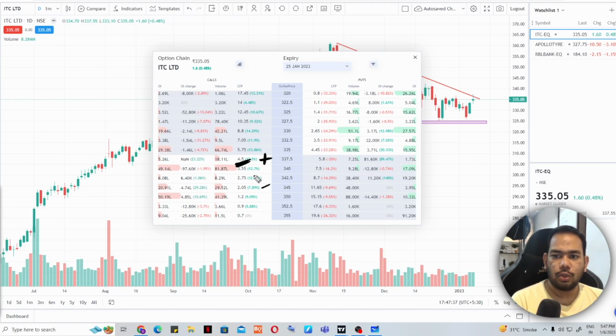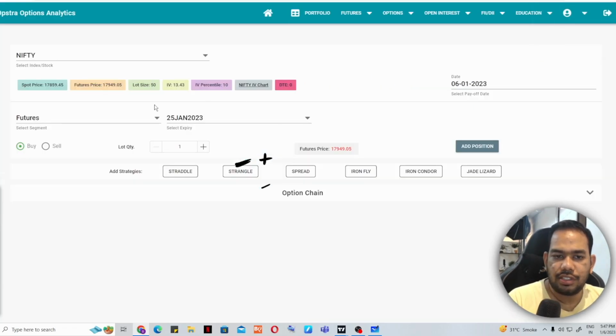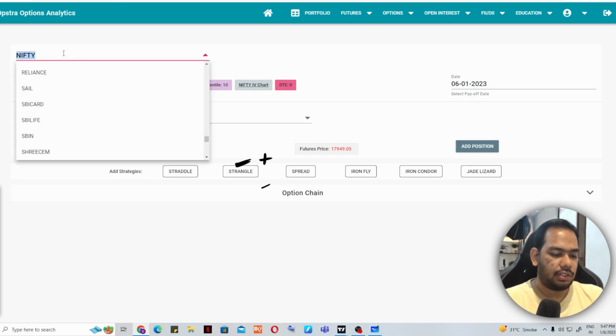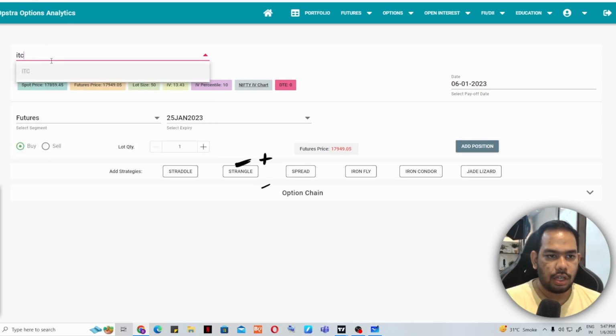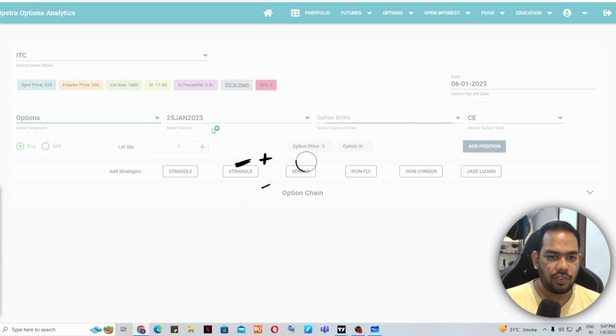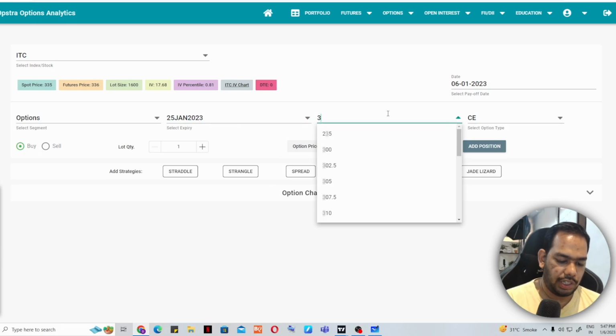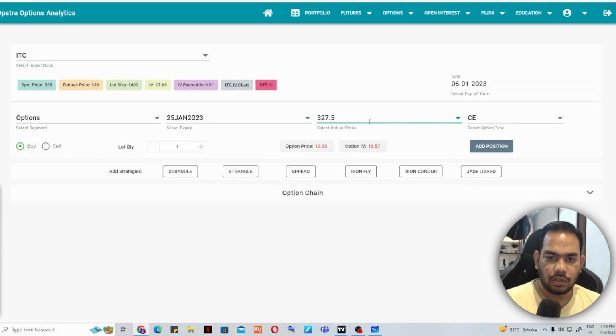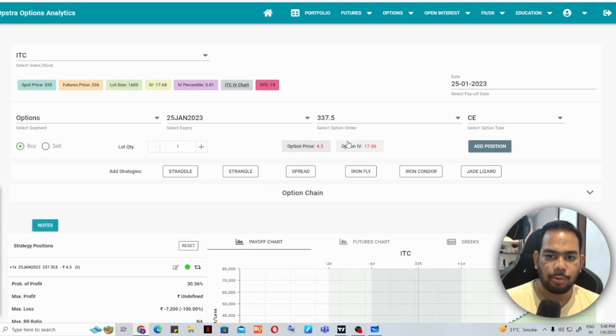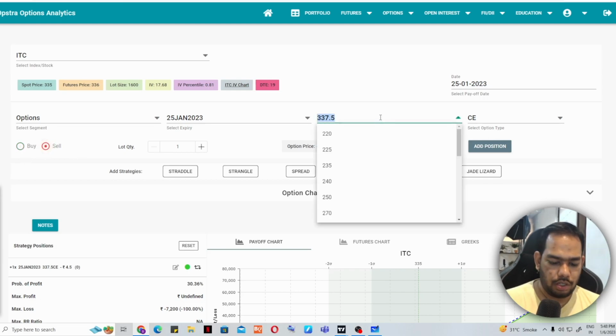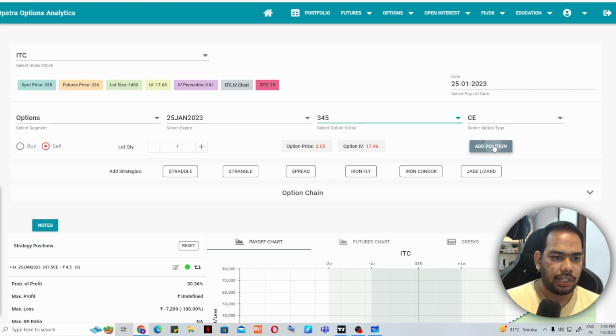Okay. So let me show you this by showing the payoff of this trade. Let us quickly select ITC here and select both of those strike prices. So we will go to ITC. We will add the current expiry 337.5 call option, running at 4.5, and we will sell the 345 call option against it.